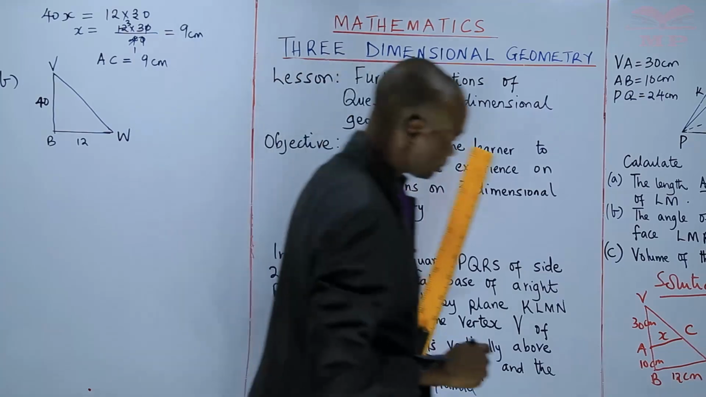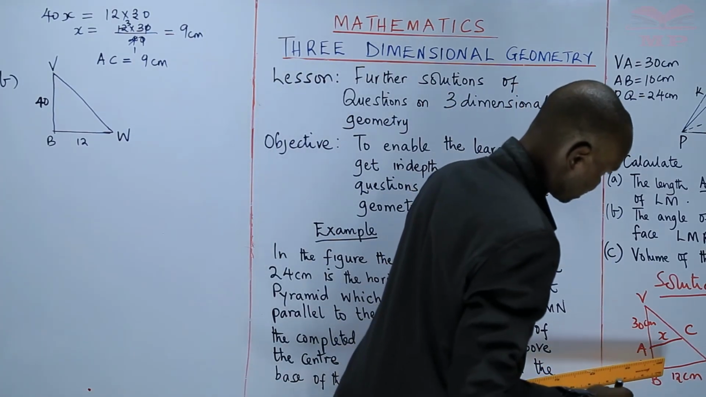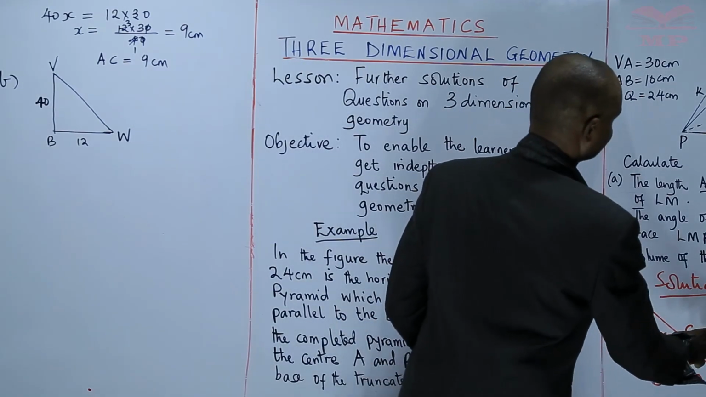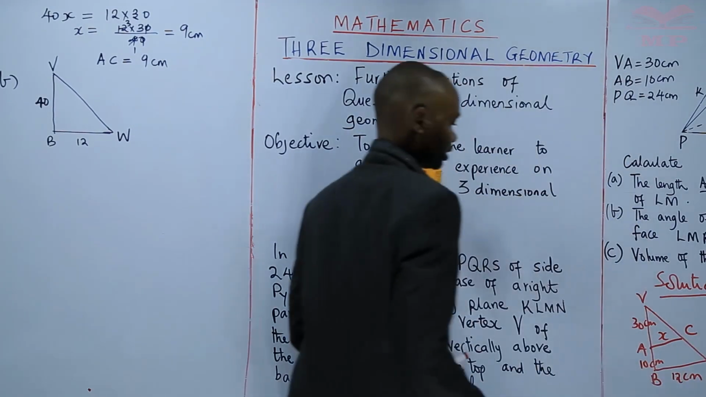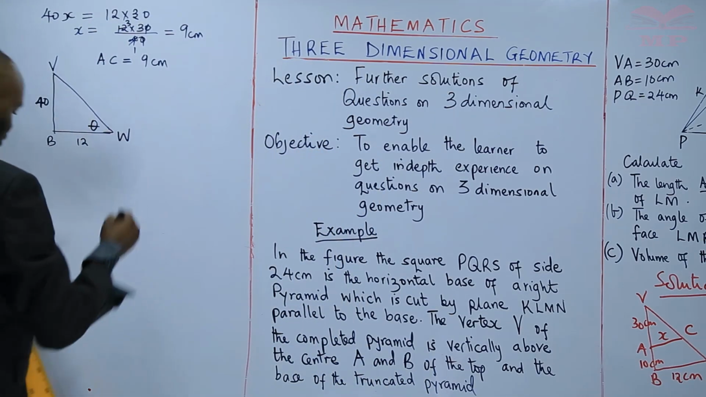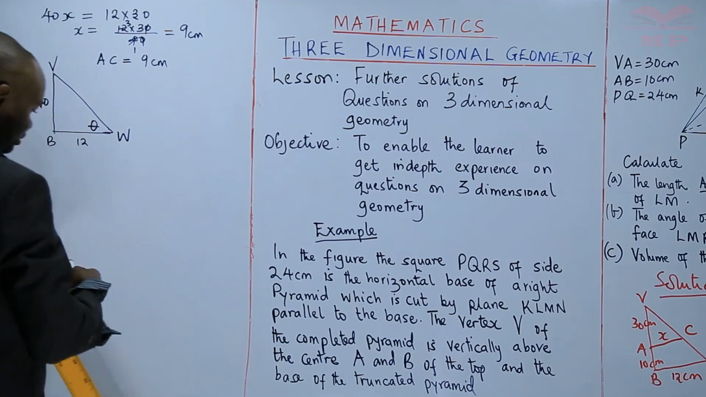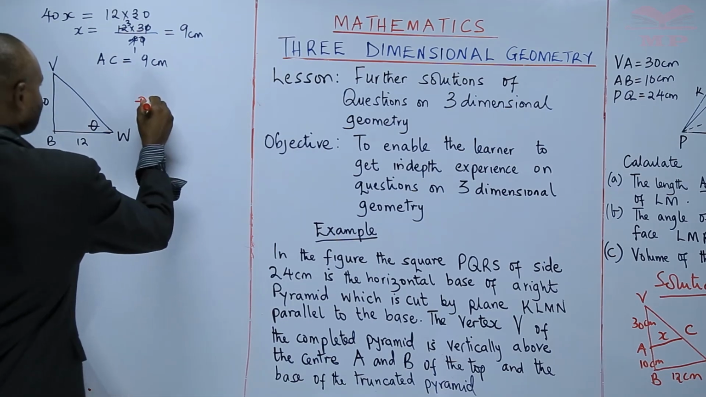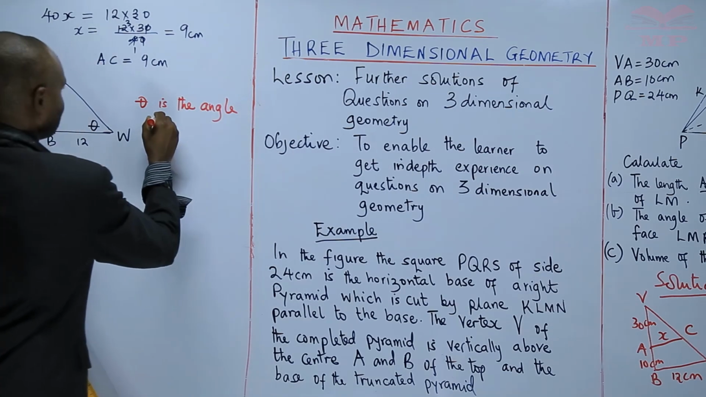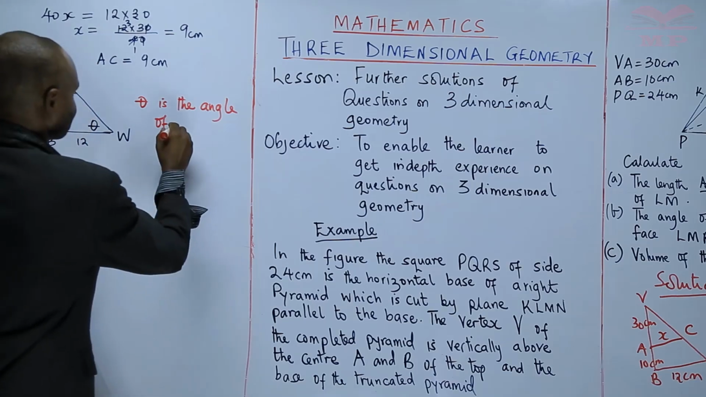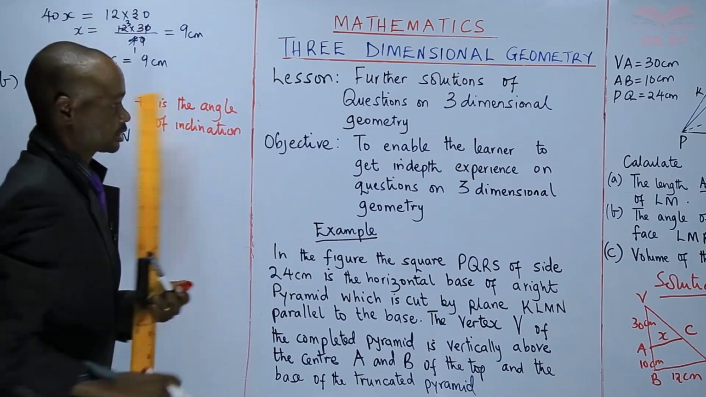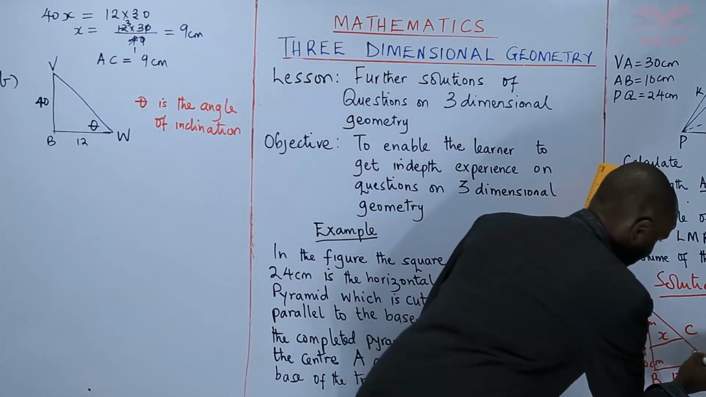Let's see. Yeah, that is 40. 40 over 12. So you look for theta. So you'll come and write theta is the angle of inclination. So that is from that diagram. It is this angle here.